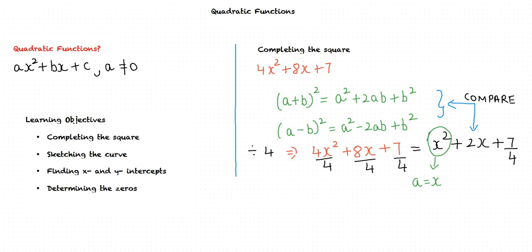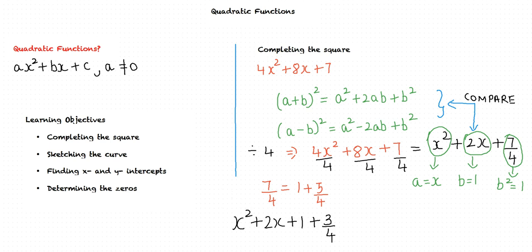The first term is x square and hence a is equal to x. The second term corresponds to 2ab and we have 2x. This implies b equals 1. The final term should be b square, which is 1. But we have 7 by 4 in this case. So we write 7 by 4 as 1 plus 3 by 4. Now we get x square plus 2x plus 1 plus 3 by 4. You can see that x square plus 2x plus 1 is of the form a square plus 2ab plus b square, and hence the quadratic equation is simplified as (x plus 1) whole square plus 3 by 4.